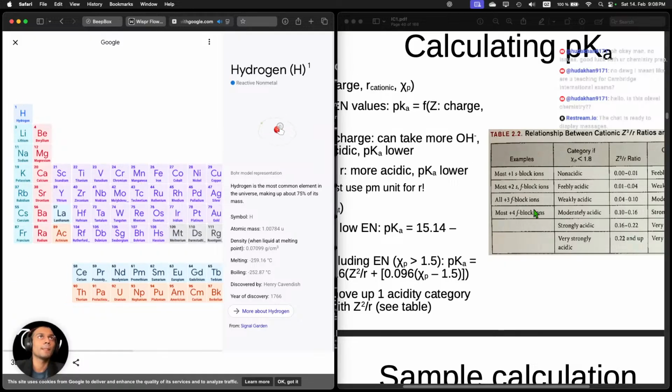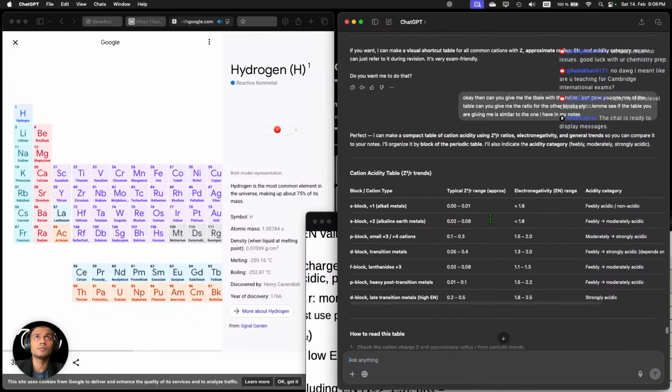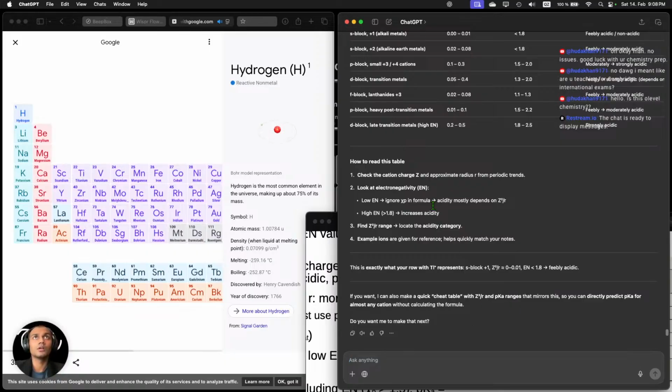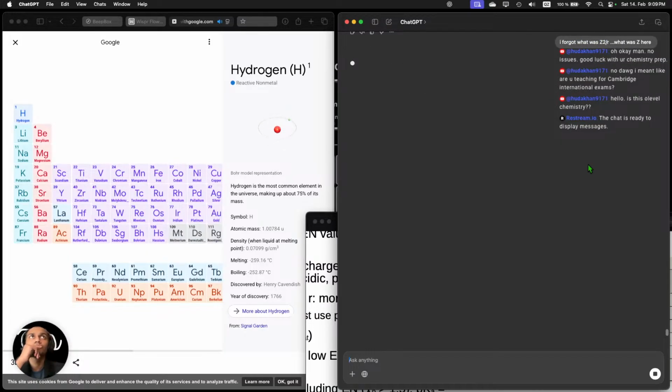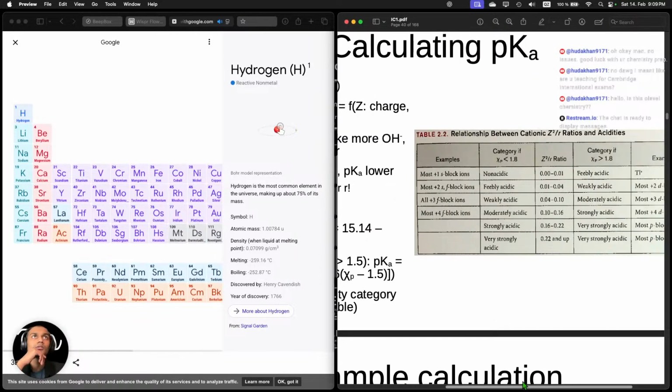So these are basically non-acidic, and they're Z squared by r ratio. Z. Whoa. What was Z? Electronegativity. So what is this? Wait, that's electronegativity. What was Z then? I forgot what was Z squared by r. What was Z here? Charge. Yeah, okay. So charge squared by r.